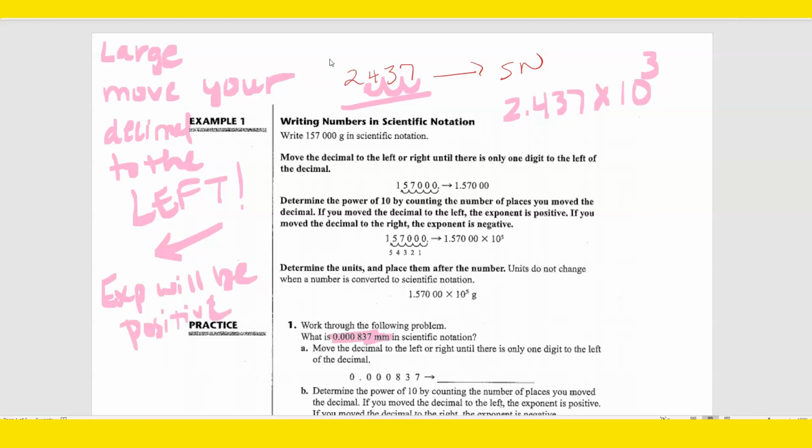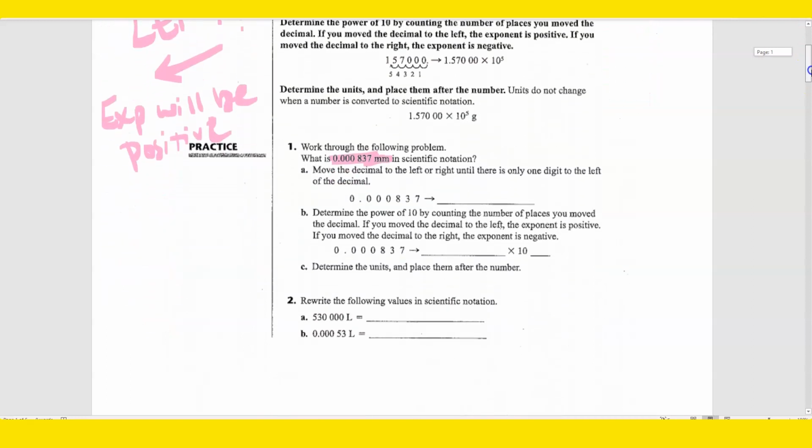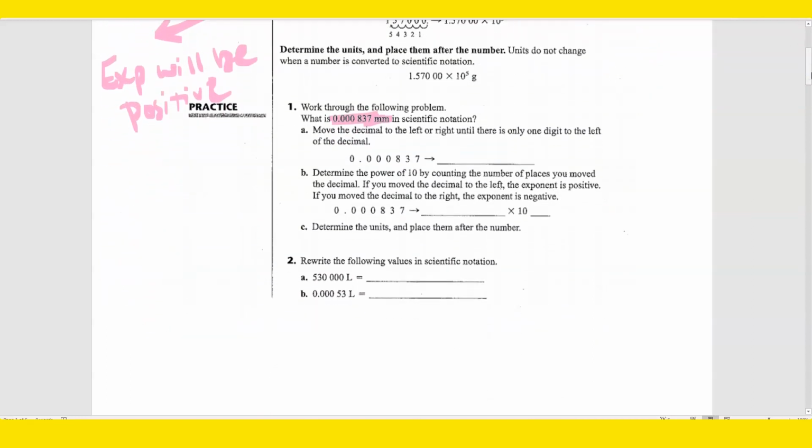So that's something you need to think about whenever you're having these problems. So again, in the first set of numbers that we did, the first couple of examples, because this was a large number, we moved our decimal to the left and the exponent was positive, okay? And you wrote the entire number out. Now, when you have a small number, your exponent will be negative. So let me show you what I mean by that.